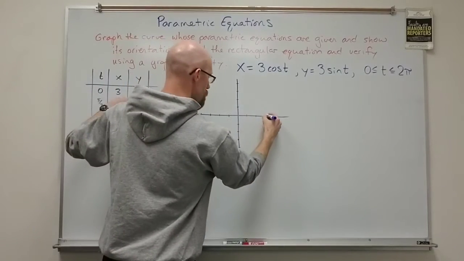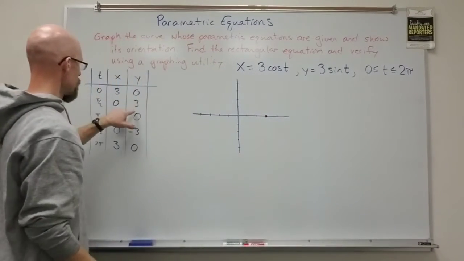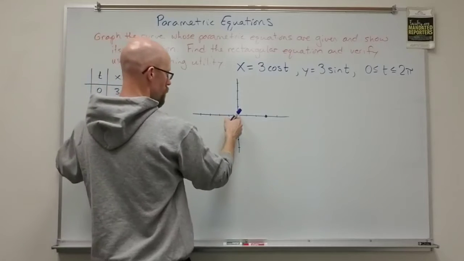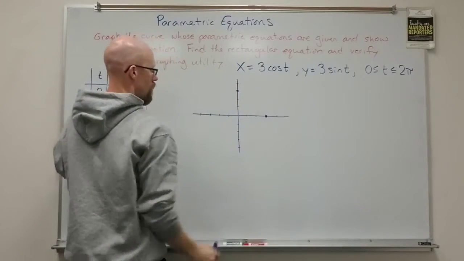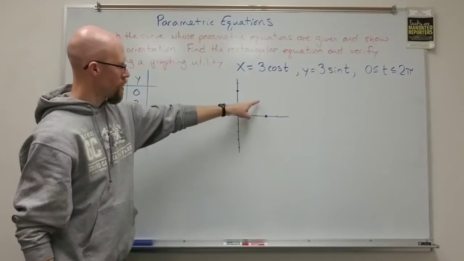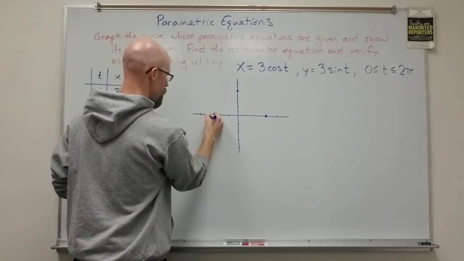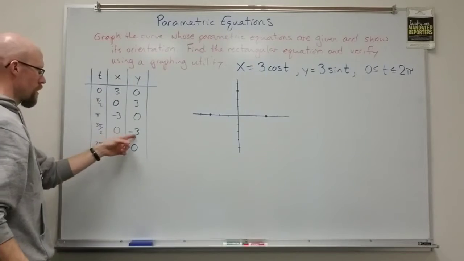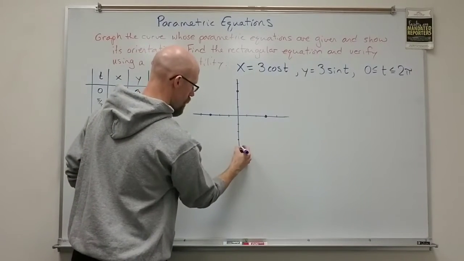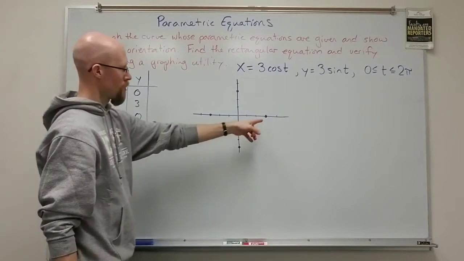I go over 3 up 0. Then I need 0, 3, so over 0 up 3. All right, so we started to the right, go up. Then negative 3, 0 is left 3. And then 0, negative 3 is down 3. And then 3, 0 is back over to the beginning.